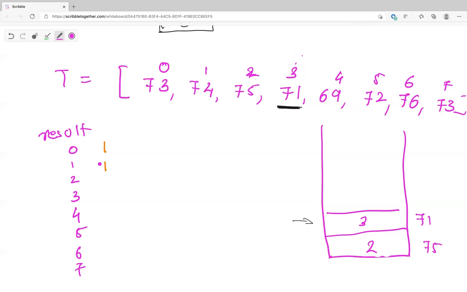So I'll go to the next element, right? Next, I'm here, correct? 69. Is 69 greater than what is there on the top of the stack? 71, which is not correct. You know what? I'll just put myself back in the stack and hope that some next bigger guy will come and it will kick me out. Correct? So now I'll go to the next guy. Now you pop out 71. So I'll go to 5, right?